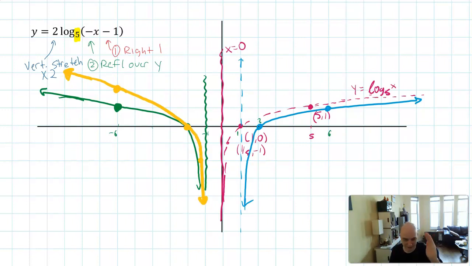The key thing there is the order of the right one and reflection over y. Again, if we'd reflected first and then moved right one, we'd be in the wrong quadrant right now. We'd have the right shape, but we'd be in the wrong quadrant. So it is important that we do those things in the order that's listed.